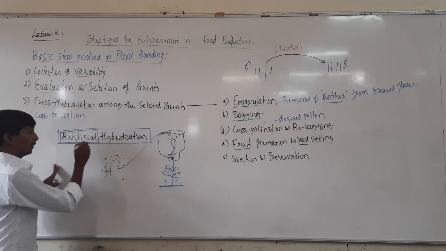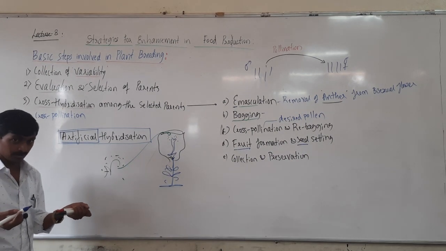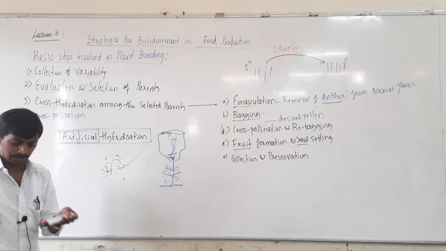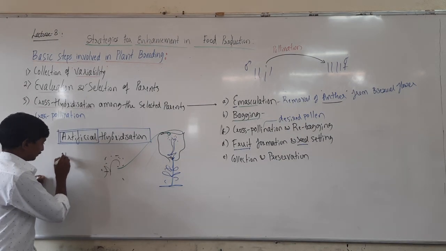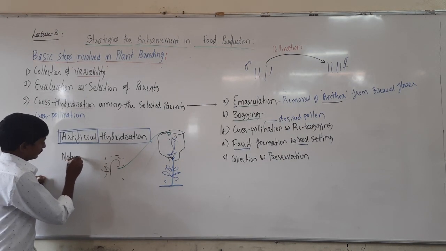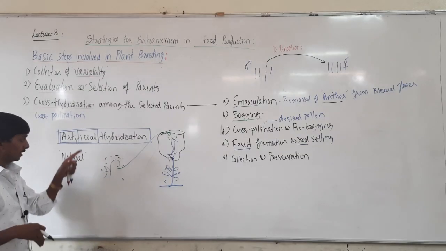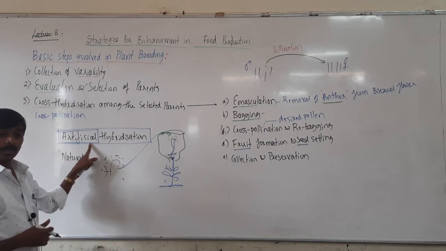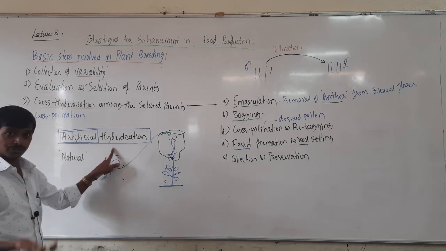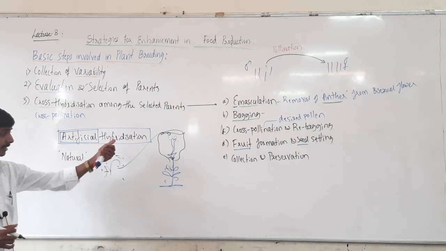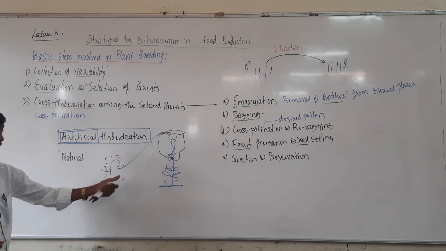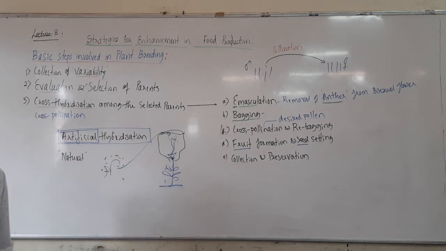Anything made by humans is artificial. Anything available in nature is natural. If anything is done by us, it is called artificial. So here the hybridization, the pollination is done by human beings, hence it is artificial hybridization or cross hybridization.